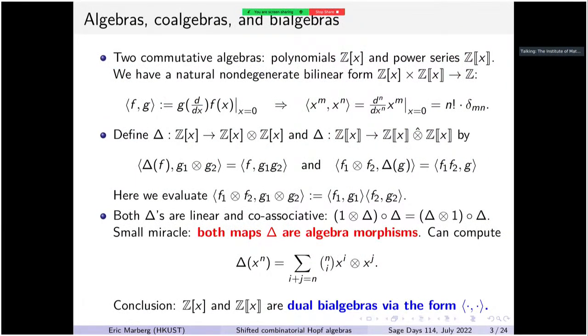So this kind of statement actually contains a lot of content. It's saying, you have things you can multiply, and then you have a form, and if you define these coproduct maps, then it turns out that there's this morphism condition. So this lets us define bialgebras and Hopf algebras without having to talk about coproducts sometimes. I can just tell you two algebras and a form, and I can say they're dual bialgebras.